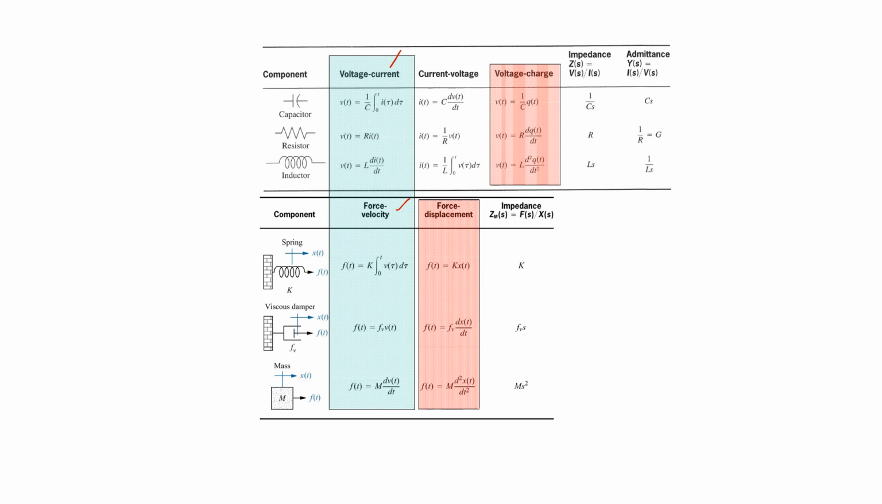mechanical components, we can see from here that the mechanical force is equivalent to the voltage in electrical networks, and the velocity in the mechanical networks is equal to the current in the electrical networks. And also from the force-displacement column and the voltage-charge relationship, we can see that the charge in the electrical network is equivalent to the displacement in the mechanical network.